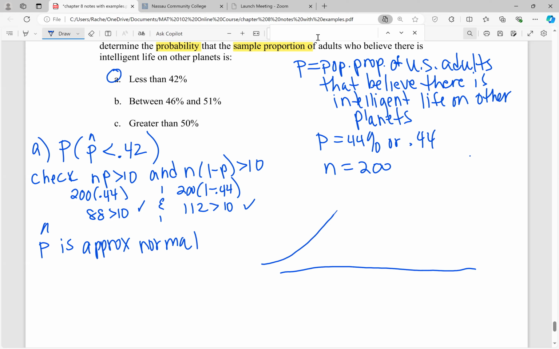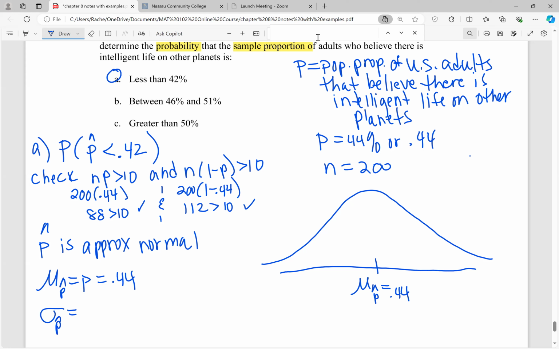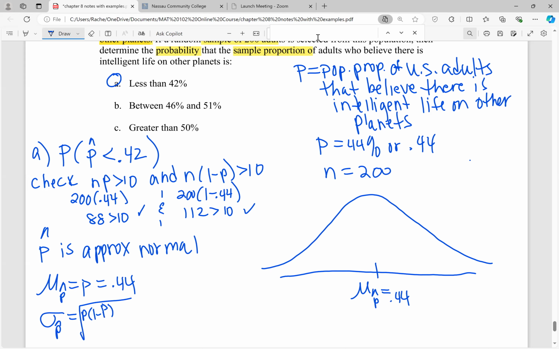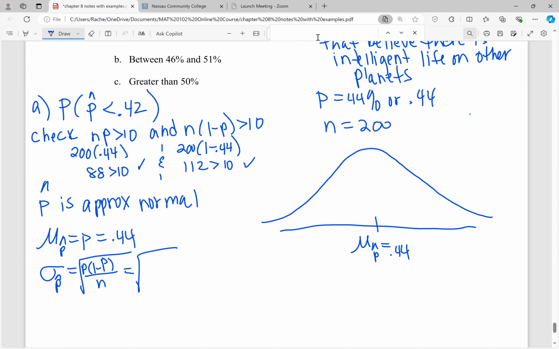So I feel comfortable sketching my normal curve. And the mean of all the p hats goes in the center. And mu sub p hat is equal to p, which is 0.44. And now we have to calculate the standard error of the proportion, which is going to be the square root of p times 1 minus p over n. So that's going to be the square root of 0.44 times 1 minus 0.44 over n, which is 200.